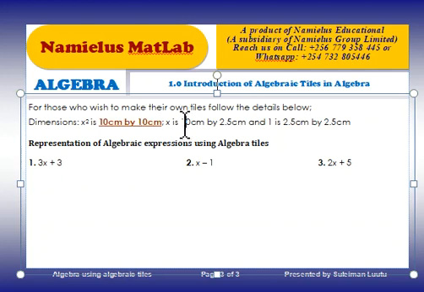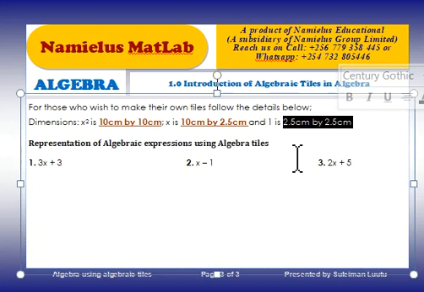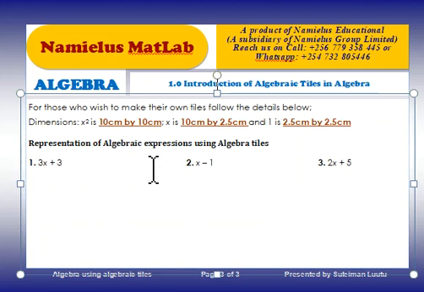For the x tile, we are taking 10 centimeters by 2.5 centimeters. And for the tile which is 1, the yellow tile, we are taking the dimensions to be 2.5 centimeters by 2.5 centimeters. So after you've made them in those dimensions, you can make many.